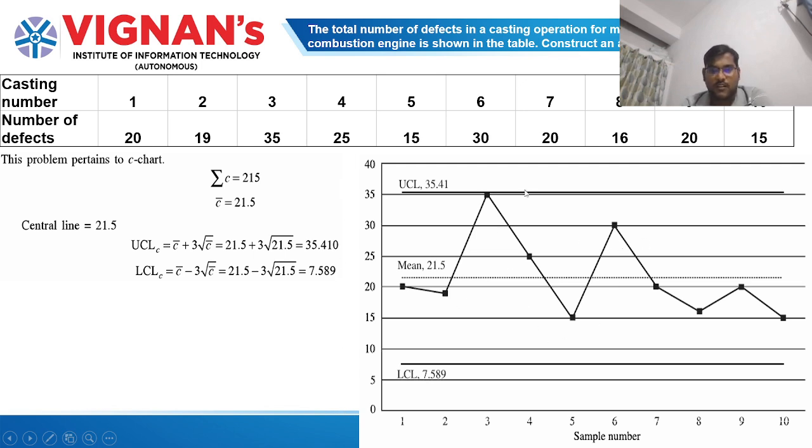Here also you have to check whether all the points are within the limit or not. This is the process. Thank you. Like that you have to solve the problems.